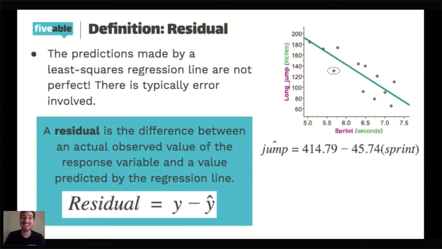And if you get a negative residual, like the circled dot would have a negative residual, it's below the line, that means the line was an overestimate. So if I actually use the regression line to predict the long jump for that particular person who sprints that fast, I would have overestimated how far they actually went because they actually went less than predicted.